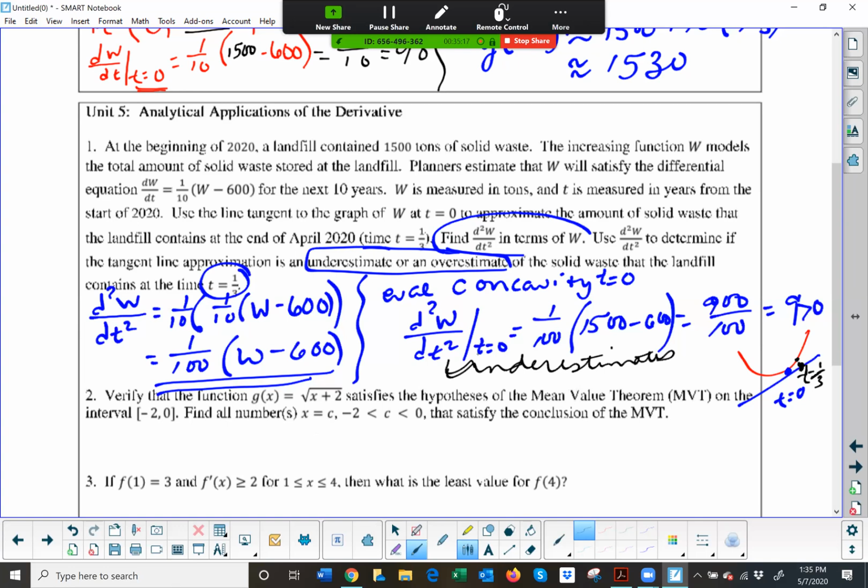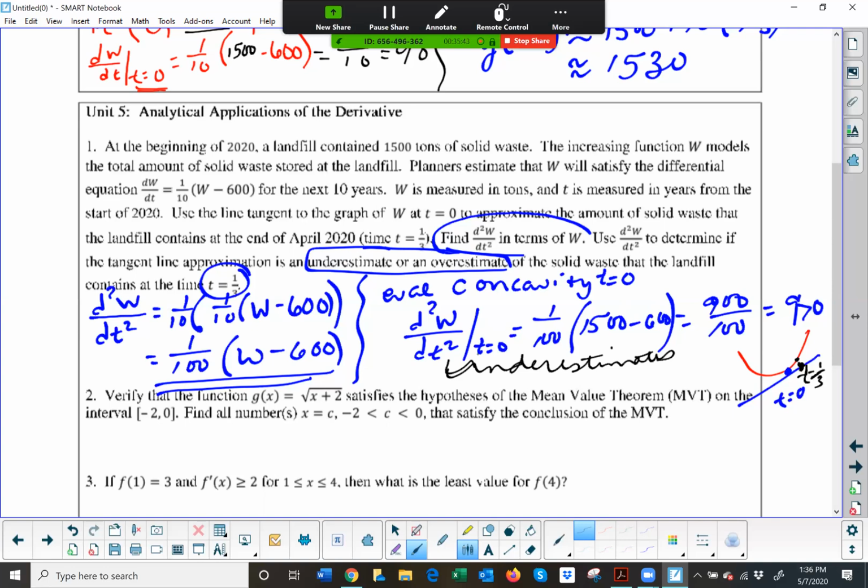It didn't say whether you had to explain it, but your explanation would have to be a concavity argument. Okay. All you'd have to say is the function is concave up at t equals 0, and therefore the tangent line approximation at t equals 1/3 is an underestimate. Perfect. We've covered those before.